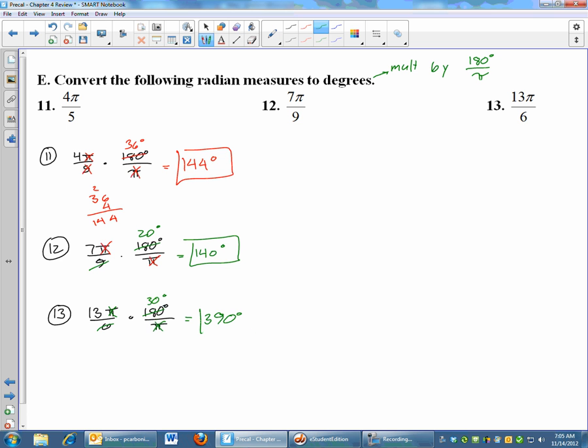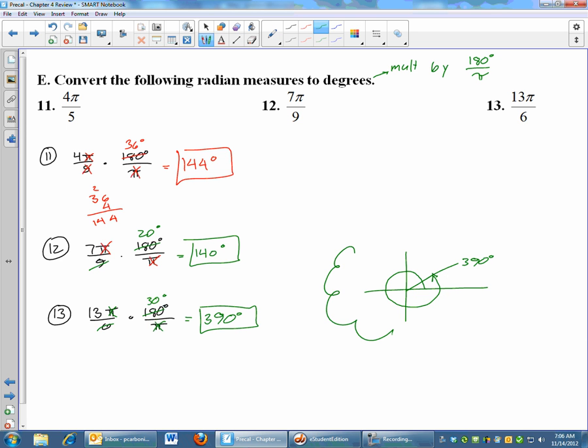So we have 390 degrees for number 13. A little bit bigger than the whole circle, but that's fine. You can have an angle over 390. Just remember that an angle over 360 means that I started here and I went all the way around 360 degrees plus 30 degrees more. So that's what an angle of 390 degrees would look like.